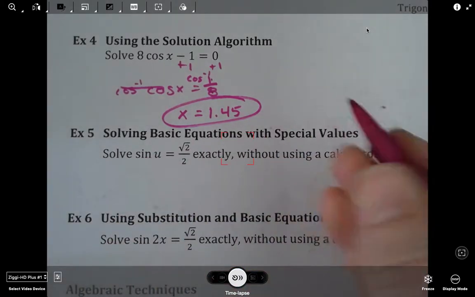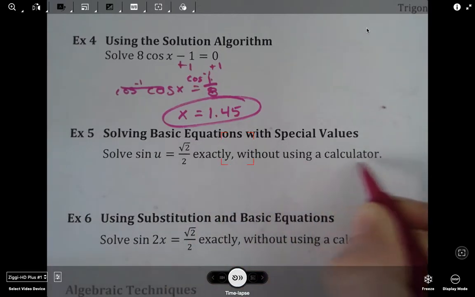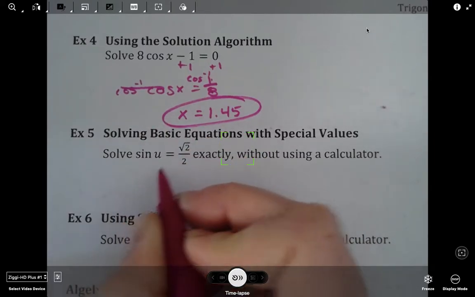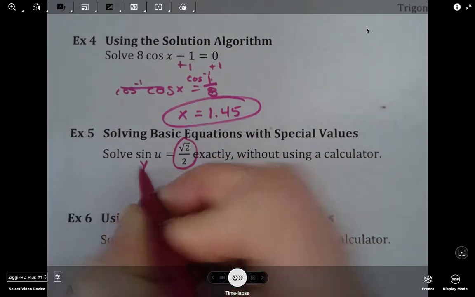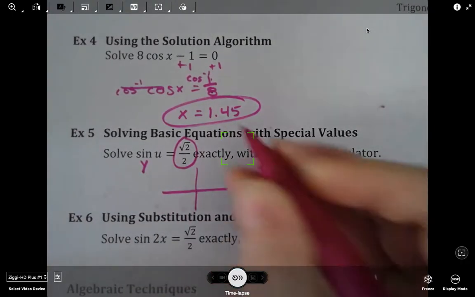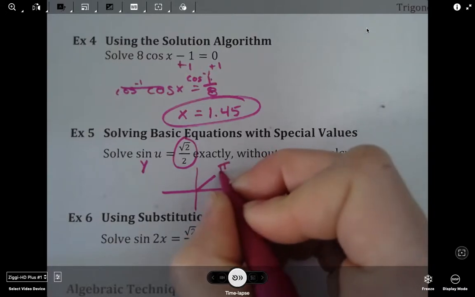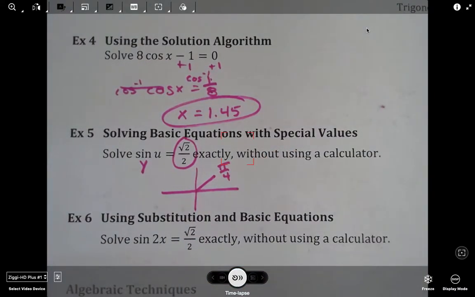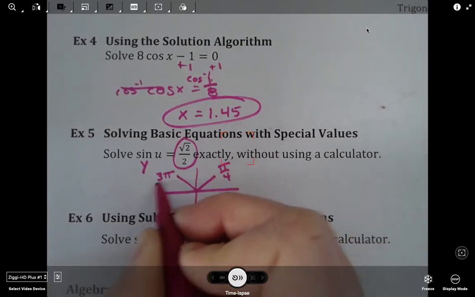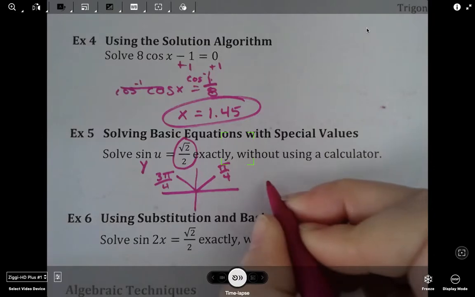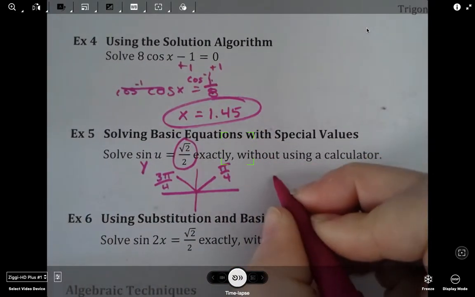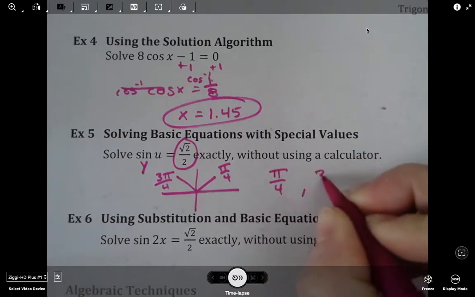So what I'm going to do is look. It says without using a calculator, that's when you know you need to use your unit circle. So I am looking for on my unit circle where the y coordinate, because that's what sine is, is the square root of 2 over 2. Okay, on the unit circle there are two places. The first one is at pi over 4. If you look there, it's the square root of 2 over 2. And also at, let's see, 3 pi over 4, I think? 3 pi over 4 is where the other one is. So when I do inverse sine, I do pi over 4 as an answer, and I do 3 pi over 4 as an answer.